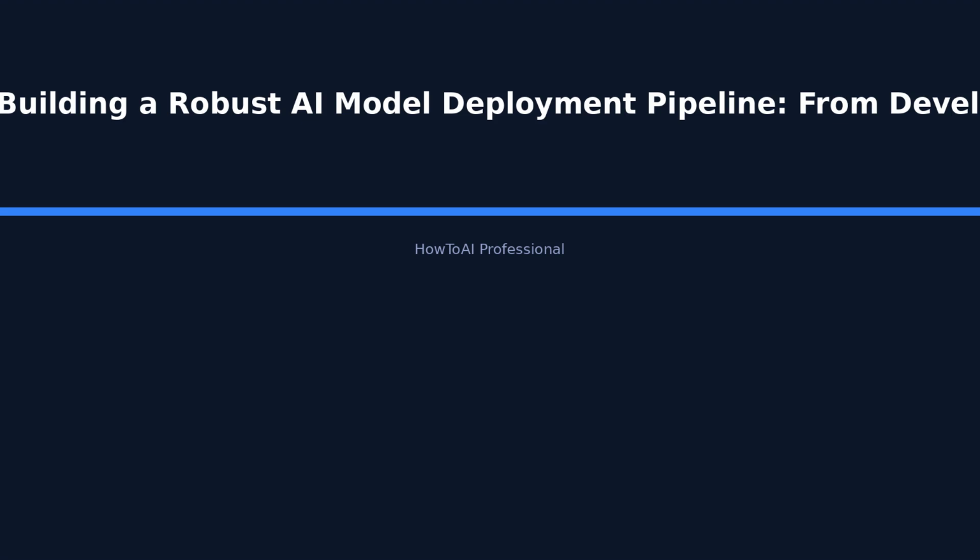Next up is continuous integration and continuous deployment, or CI/CD. CI/CD practices allow you to automate the deployment process, making it easier to push updates and ensure that your models are always in sync with the latest code. Tools like Jenkins, CircleCI, or GitHub Actions can help streamline this process.